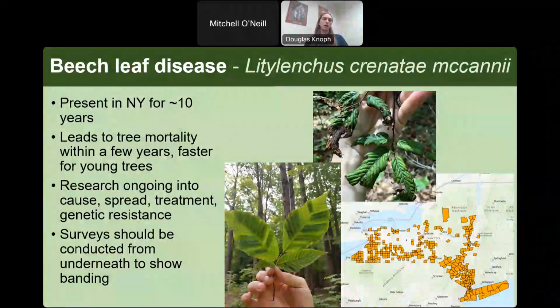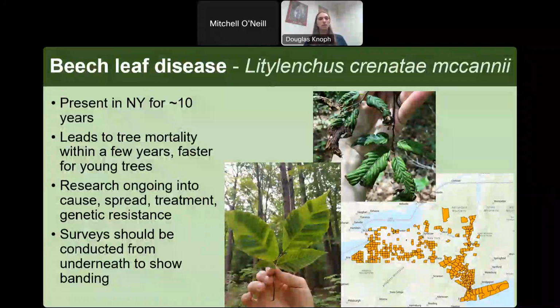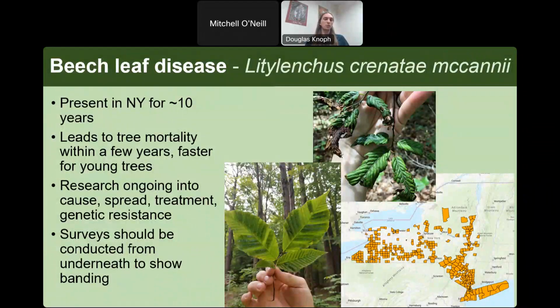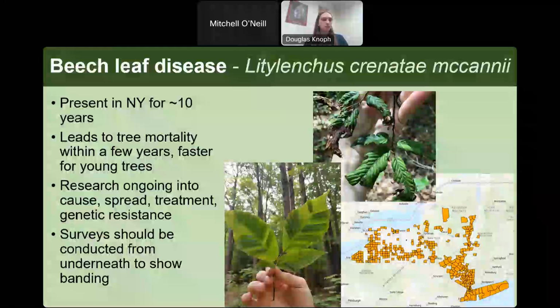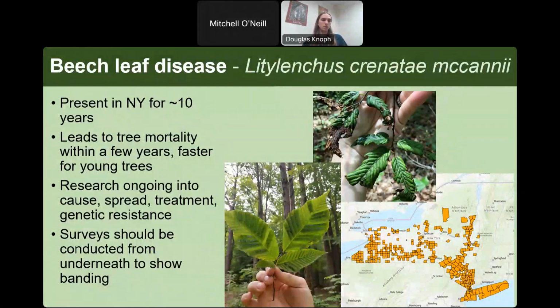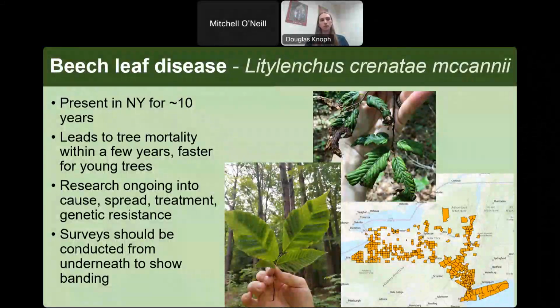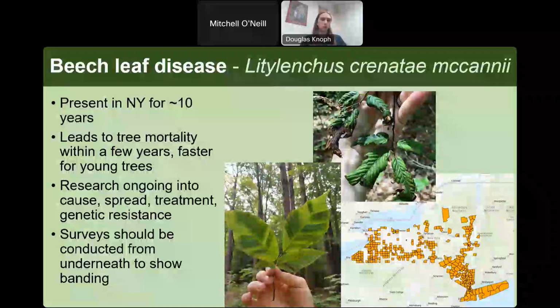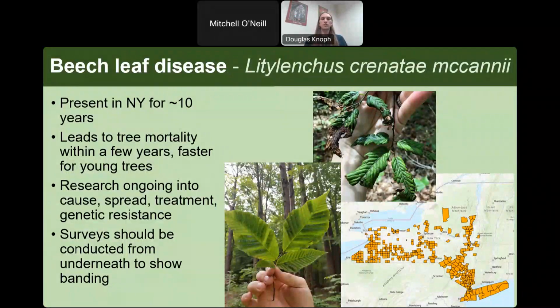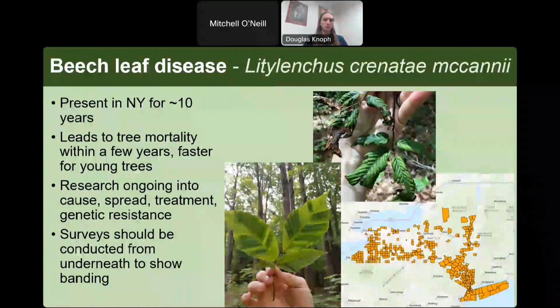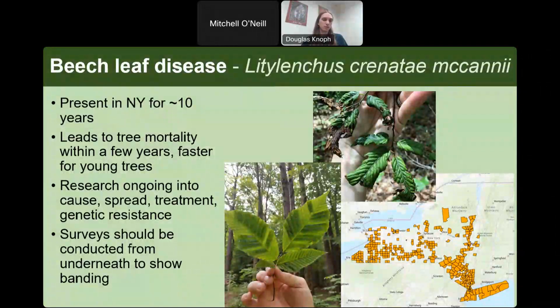This also compounds with another invasive species, beech bark disease, which is already stressing out beech trees, so they are more susceptible to succumbing to diseases. So research is still ongoing, like I had mentioned, into things like the exact cause of beech leaf disease, how it spreads, what sort of effective treatment methods there are, as well as genetic resistance surveys are starting up to look for beech trees that are unaffected in areas where BLD is common and present.